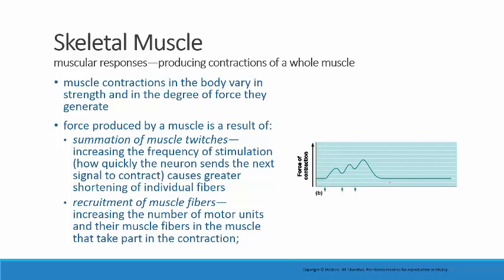The first way to create strong muscular contractions is summation, where multiple twitches occur before the previous twitch can fully relax. The second way that we get really strong contractions, and we're talking now about a whole muscle, not a single muscle fiber, is to recruit more muscle fibers into making the contraction happen. We can increase the number of motor units that take part in the contraction. The more motor units involved, the greater the force generated in the muscle, the greater the tension that we create.